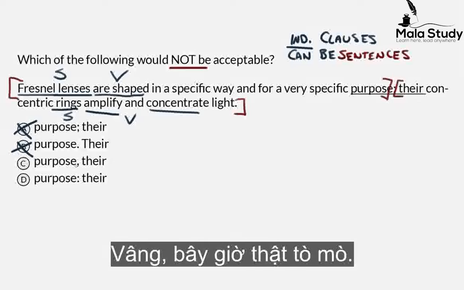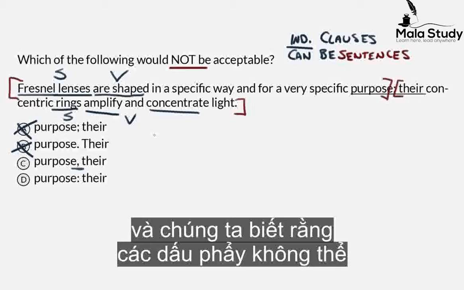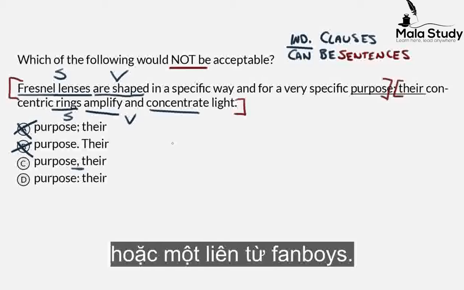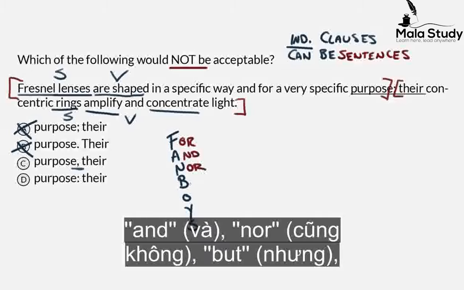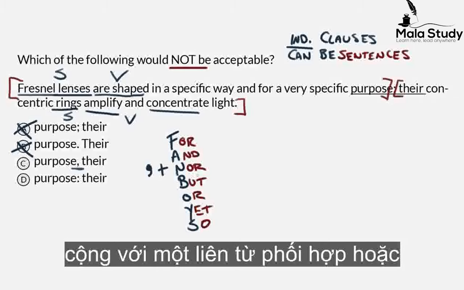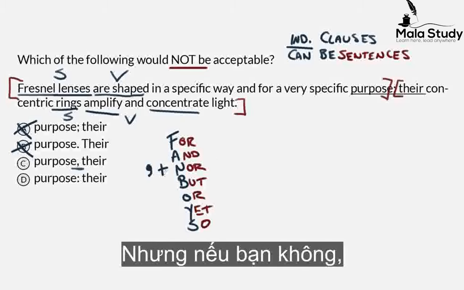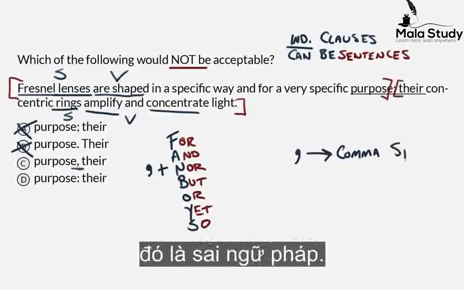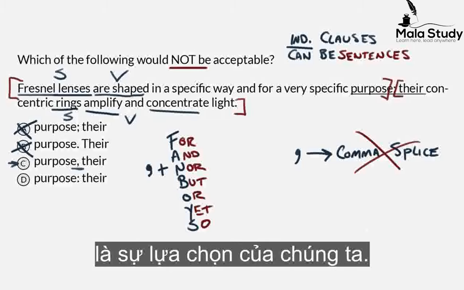Answer C, well, now this is curious. We've got this comma here, and we've got two independent clauses. And we know that commas cannot unite independent clauses on their own. They need to be combined with a coordinating or a fanboys conjunction. That's the conjunctions for, and, nor, but, or, yet, and so. And if you use a comma plus a coordinating or fanboys conjunction, you can combine two independent clauses. But if you don't, if there's no fanboys, if it's just a comma on its own, that results in what we call a comma splice, which is ungrammatical. So right now, option C is looking like it might be our choice.